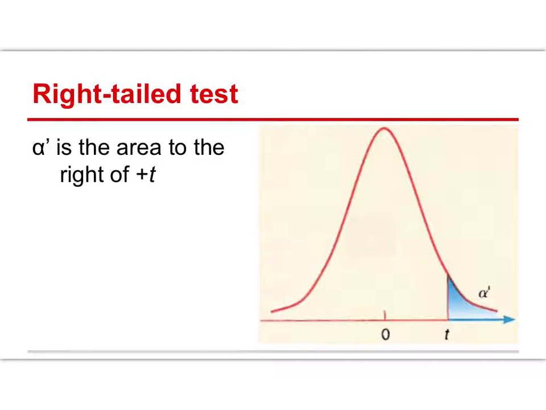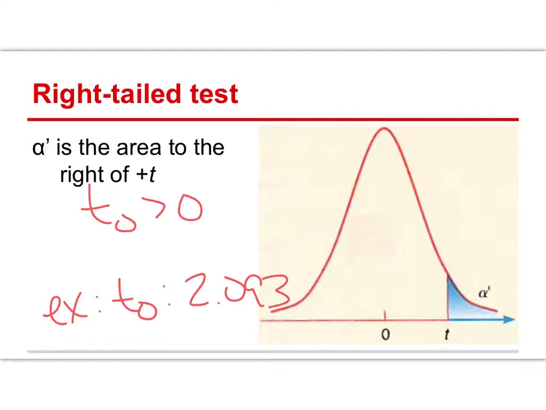Similarly, for a right-tailed test, alpha prime represents the area in that blue region over in the right-hand tail. And since we are talking about values of t that are greater than a positive threshold value, for a right-tailed test, t sub 0 is always greater than 0. For example, we might be comparing a test statistic t with a t boundary of positive 2.093, to use the same number that we had used before.